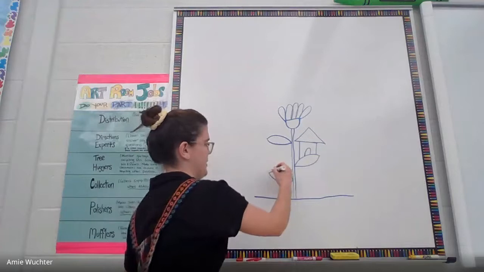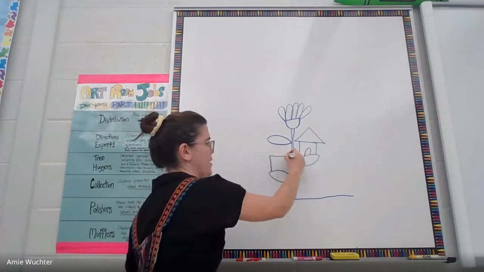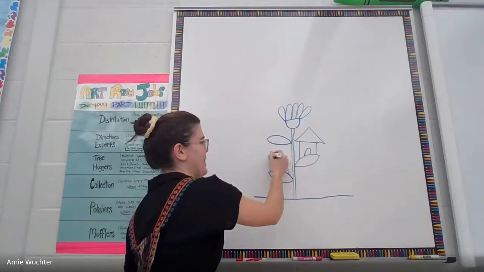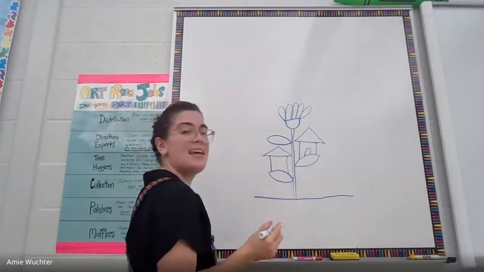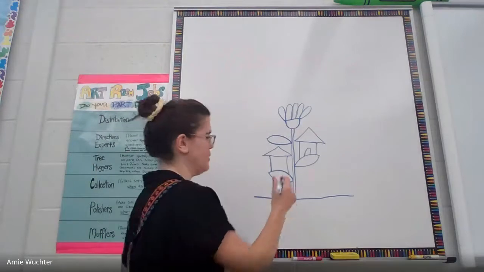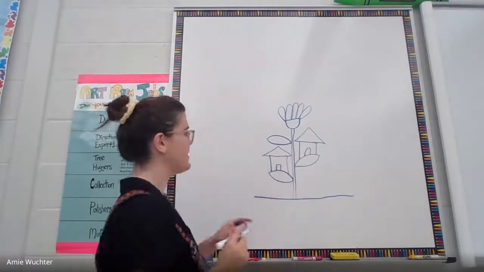I'm going to build the bottom part of the house, one line up, across, and down. And then let's draw a triangle right on top of there. This doorway, I'm going to make it more of a square shape than a round shape. So up, across, and down.